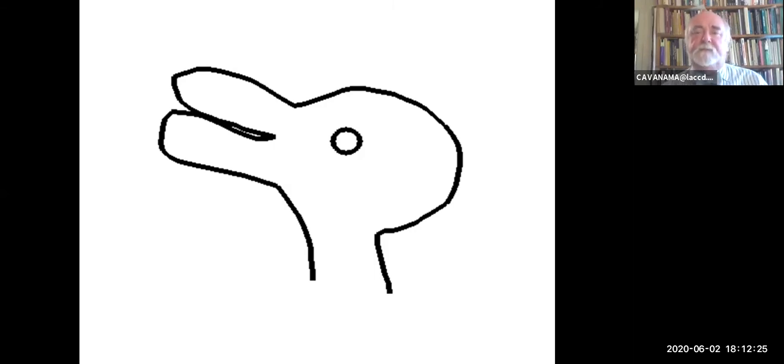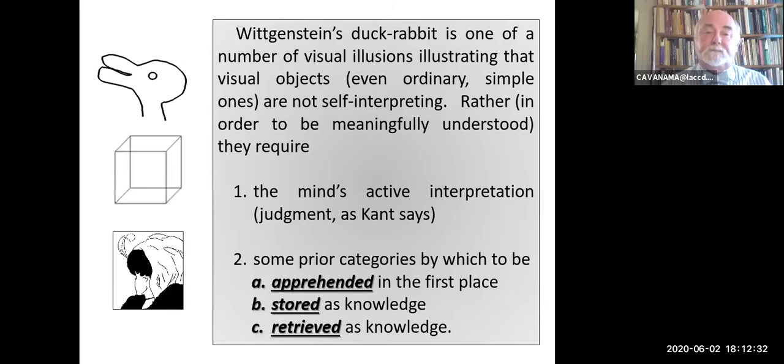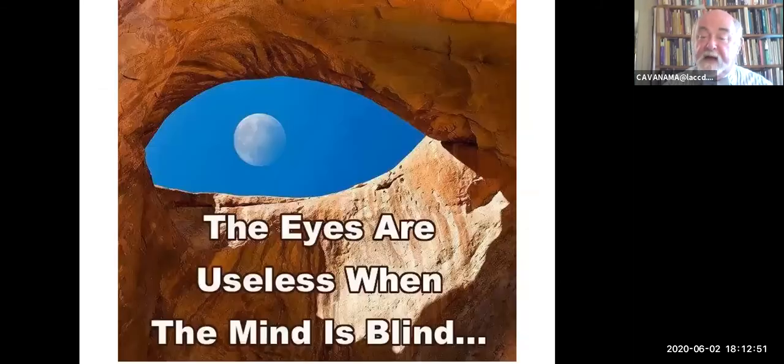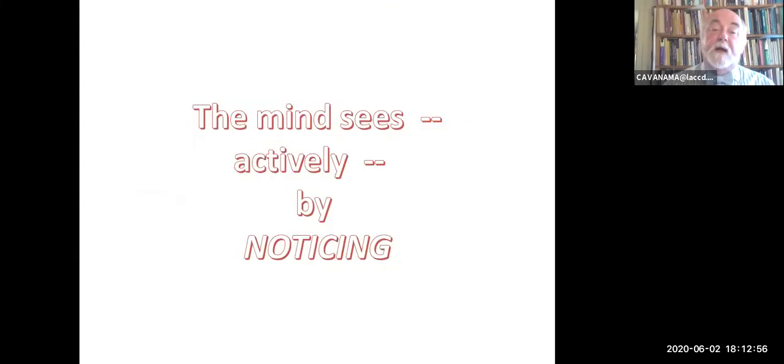It's just not true. So here is my rendition of the famous Wittgenstein duck-rabbit. It's one of a number of visual illusions that illustrate how visual objects, even ordinary simple ones, are far from self-interpreting. The mind is actively interpreting, it's judging, as Kant says, and it's doing so in terms of prior categories in which the thing can be apprehended in the first place, stored as knowledge, retrieved as knowledge. Plato's point, the eyes are useless when the mind is blind. Rather, the mind sees actively and it sees by noticing.